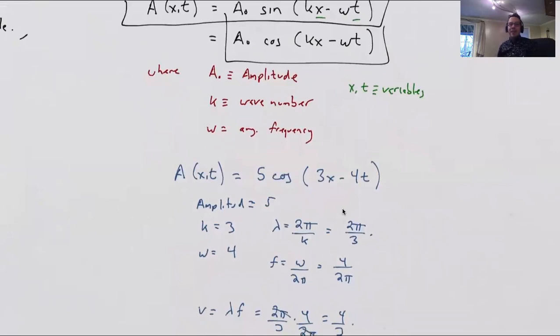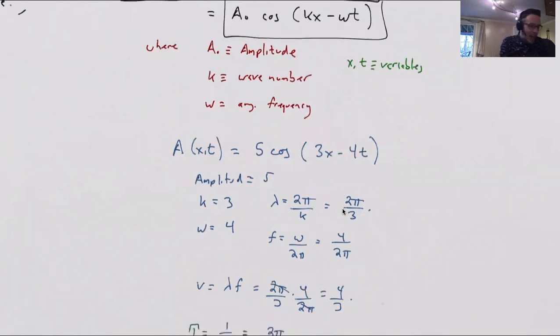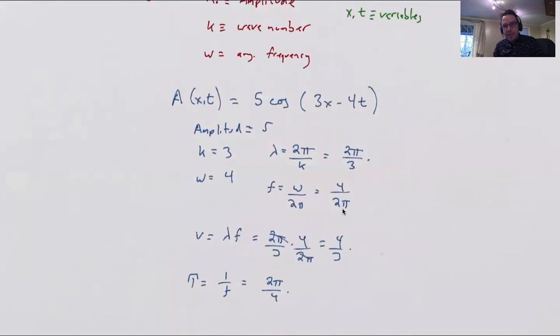But now, if we know the wavelength, lambda, and frequency, f, we know the velocity of that wave is frequency times wavelength. And so we can get that wave's velocity. Last but not least, we can also get the period, because we know the period is the inverse of the frequency. We said that the frequency of this was the angular frequency divided by 2 pi. So therefore, the period is just 2 pi over the angular frequency.